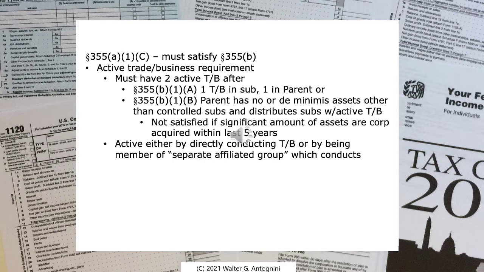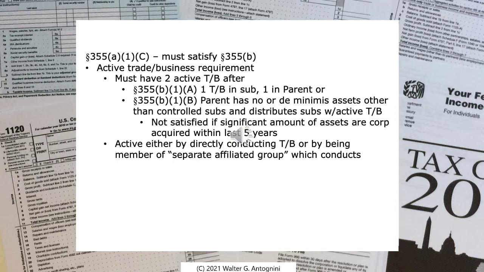The thrust of Section 355(b) is that you must have two active trades or businesses after the division, and at least one of these active trades or businesses must be in the spun-off subsidiary, and at least one of the active trades or businesses must be either with the parent, or if the parent ceases to exist, then with another separately spun-off subsidiary. To have an active trade or business, a corporation can either actively conduct that trade or business directly or be a member of something known as a separate affiliated group that conducts that trade or business, a possibility we will look at later. The thrust of Section 355(b) was previously indicated.